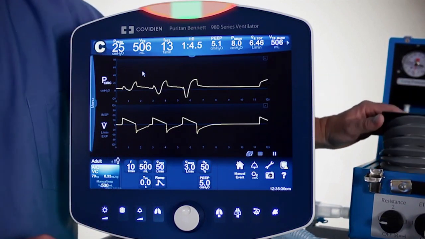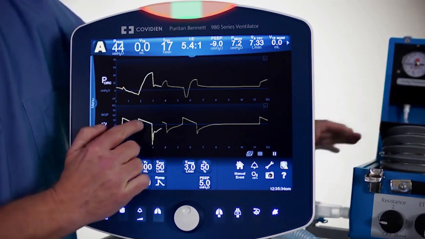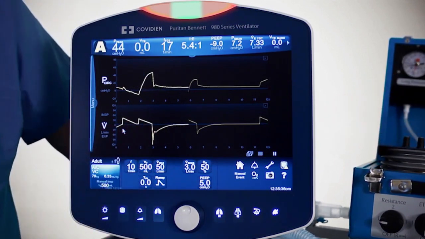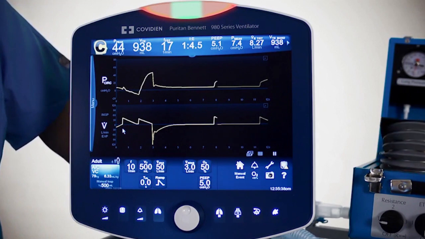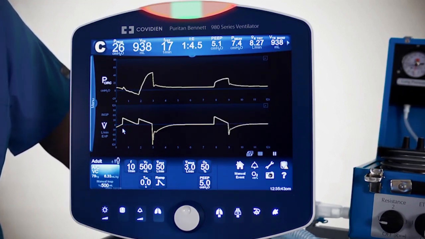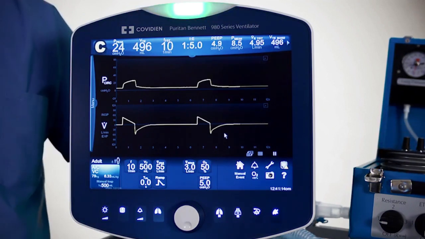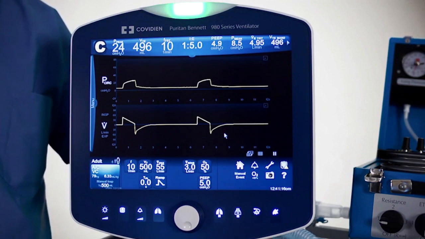If the patient wants to take a deeper breath, sometimes they'll pull so hard that they'll actually double trigger a breath. And so that's what it looks like from a double trigger perspective. So that's some of the problems associated with volume control. Let's look at what Volume Control Plus can do to help reduce that situation. So now let's go into the setup of VC Plus.